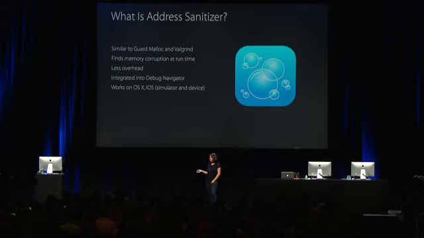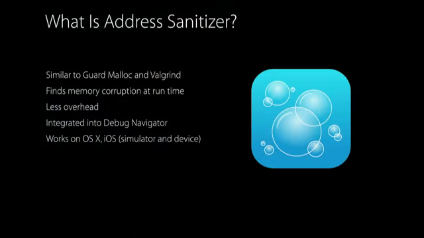Address Sanitizer is an LLVM tool for C-based languages that serves the same purpose as guardmalloc and Valgrind, as it finds memory errors at runtime. However, it has a lot of benefits over the other tools. It has much less runtime overhead, and it also produces comprehensive detailed diagnostics that are integrated directly into the Xcode UI. What's also very important is that it's the only such tool that works on iOS devices.